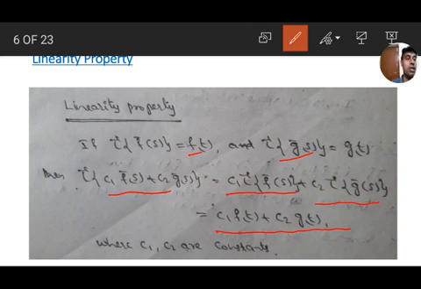Either subtraction or addition. It is the linearity property. We need to take the coefficients outside and find the inverse Laplace transform of the functions.